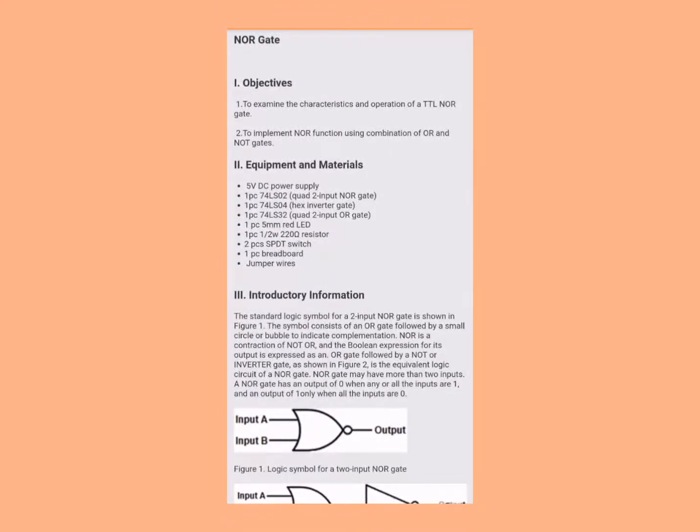So for the objectives for experiment number 3: to examine the characteristics and operation of a TTL NOR gate, and to implement the NOR function using a combination of OR and NOT gates.